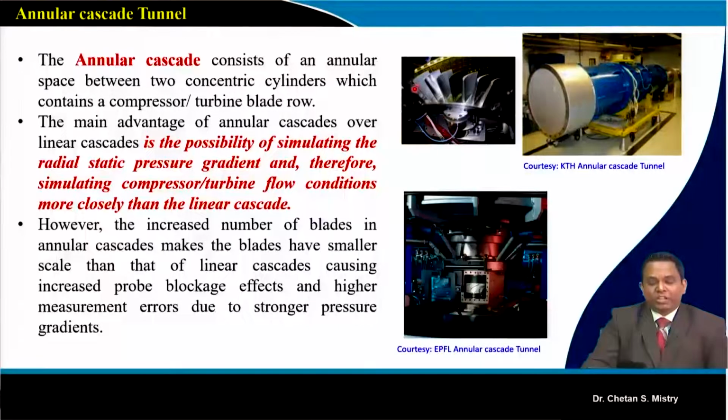So this is what people use for aeroelastic study. People have used this for, say, an annular tunnel for heat transfer study. So this is the flow visualization, what they are doing, what is happening near the tip region.